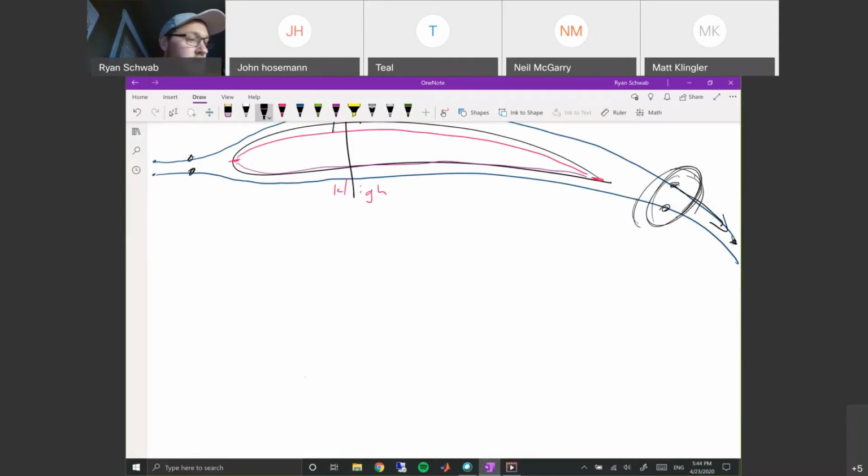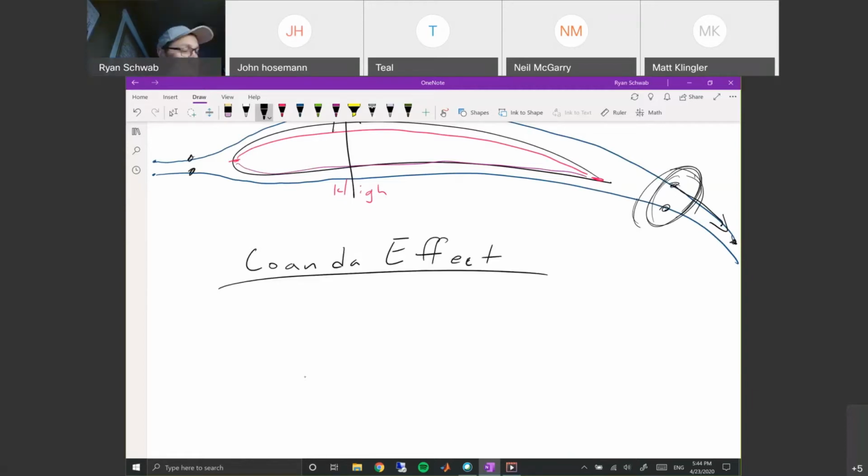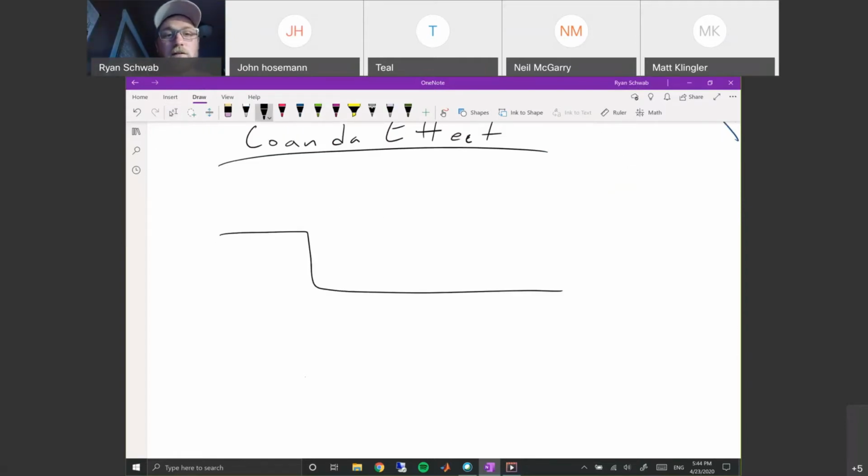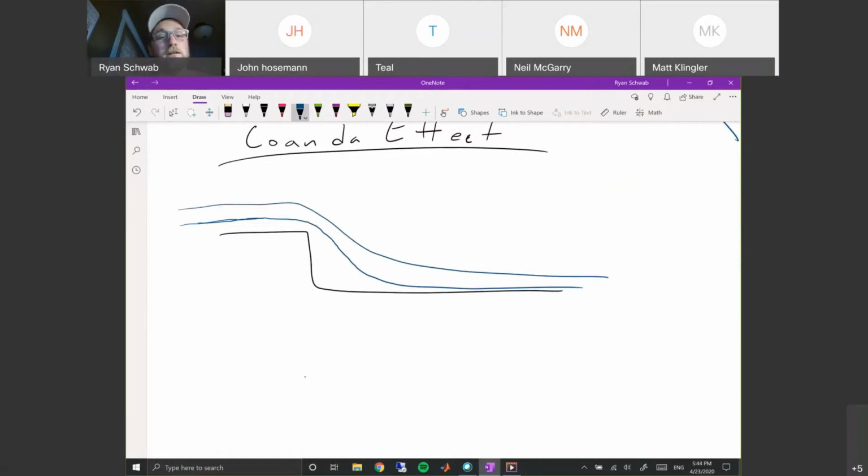So if we look at, instead of Bernoulli's principle, let's look at the Coanda effect and what that means. The Coanda effect is essentially the tendency of any fluid to follow the geometry along which it's flowing. In other words, with fluid moving across a shelf that drops, it would fall down and then realign with the solid, as we can imagine. You can imagine this as water or air.